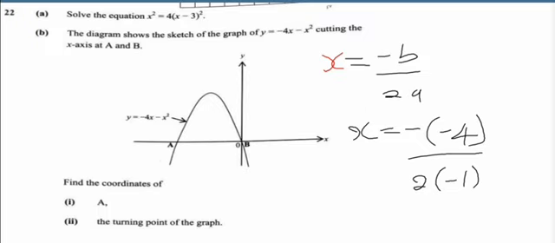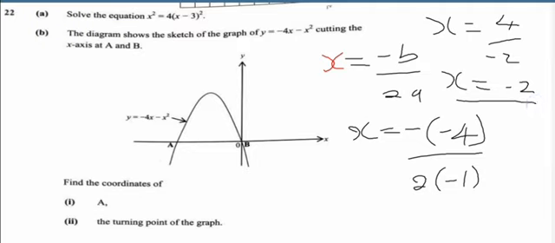So therefore, negative multiplied by -4, we get +4. So x is going to be given by +4 divided by 2 multiplied by -1, which is -2. Then the value of x is just going to be -2, because -2 into +4 is -2. So this one here is the value of x at this point here, the turning point.